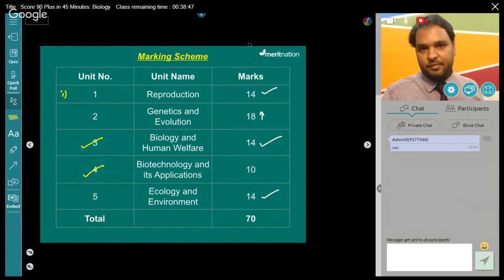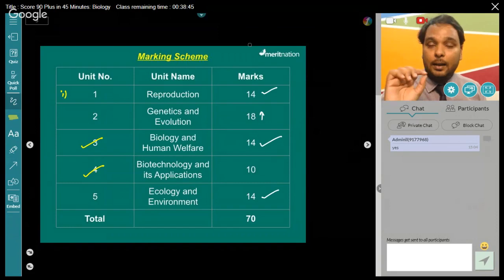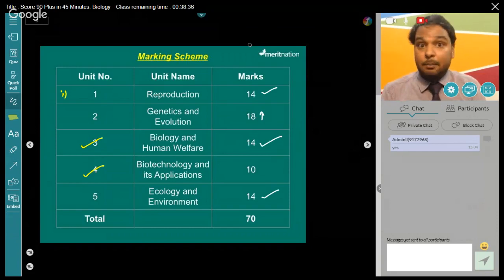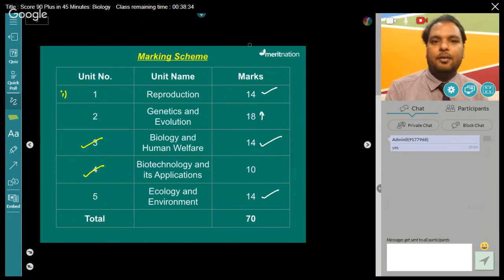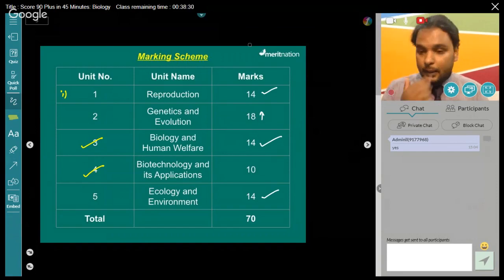If you see the previous 5-year papers, you will see that more than 70% of the paper is directly from NCERT. The rest is slightly different from NCERT, I'm not saying it's completely away, but slightly different, and you can actually find those topics in NCERT. So NCERT is really important, without any doubt.